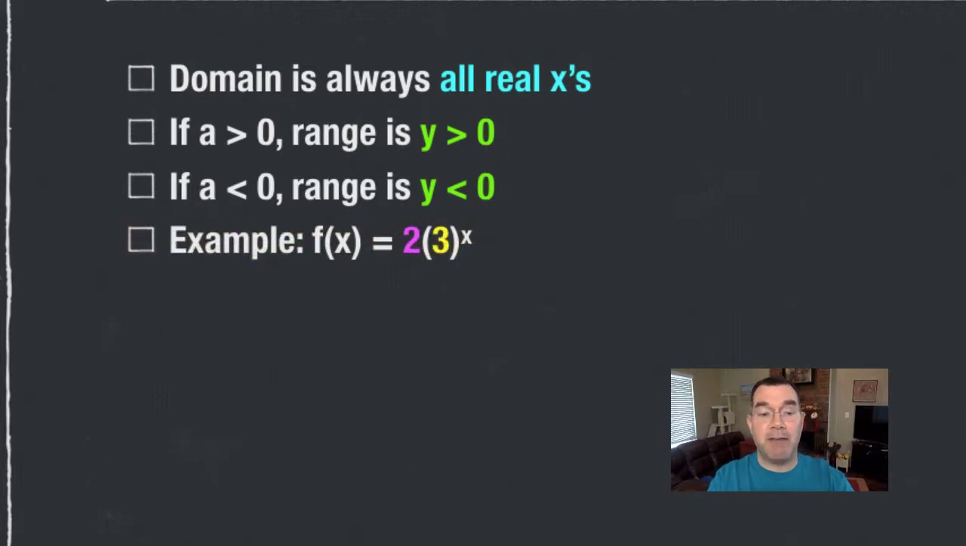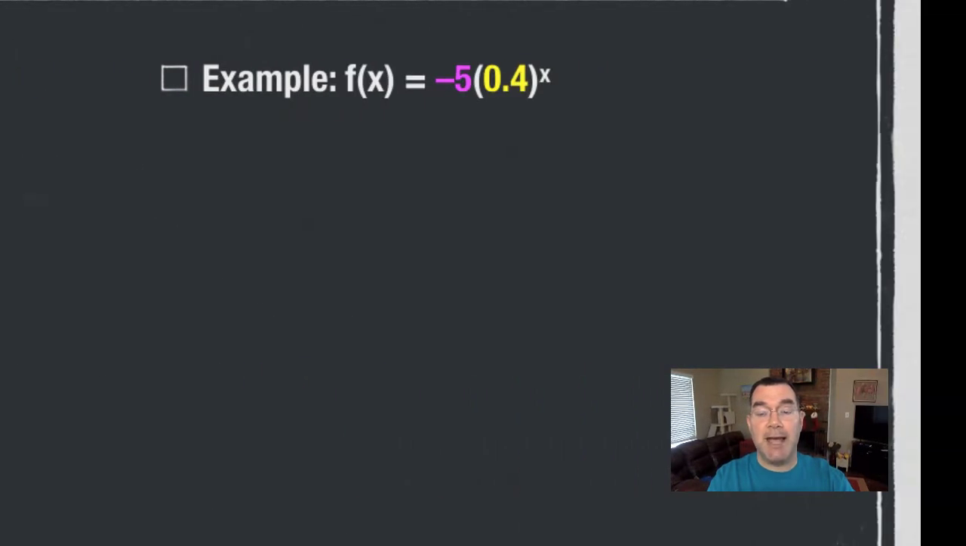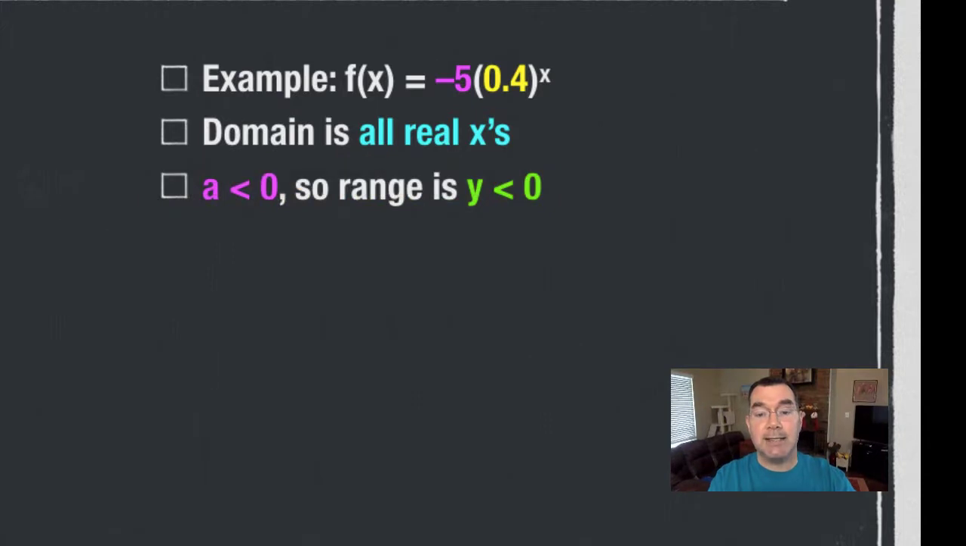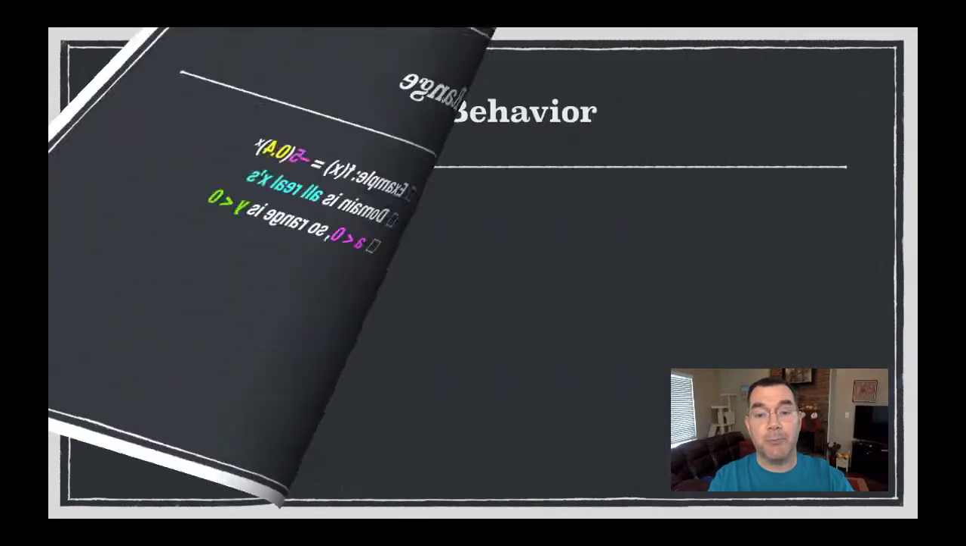So for example, if I have f of x equals 2 times 3 to the x, just like the first example I had before, the domain is going to be all real x's like it always is, and since my a value, which is 2, is bigger than 0, then my range is going to be all y's bigger than 0. Okay, the second example I had was negative 5 times 0.4 to the x. The domain, again, is going to be all real x's, and since my a value, negative 5, is less than 0, then the range is going to be all y's that are less than 0.